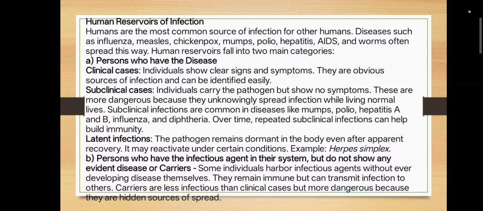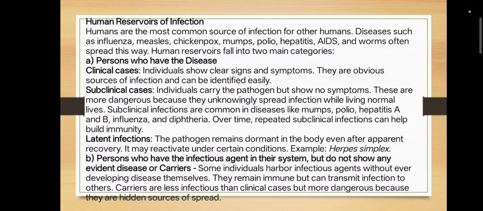First, persons who have the disease. In this, there are three types. First, clinical cases. Individuals show clear signs and symptoms. They are obvious sources of infection and can be identified easily. Second, subclinical cases. Individuals carry the pathogen but show no symptoms. These are more dangerous because they unknowingly spread infection while living normal lives. Subclinical infections are common in diseases like mumps, polio, hepatitis A and B, influenza, and diphtheria.